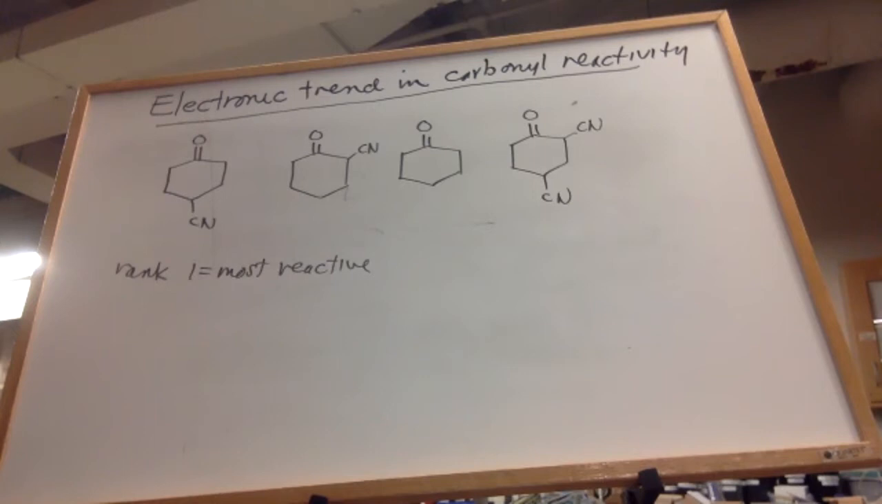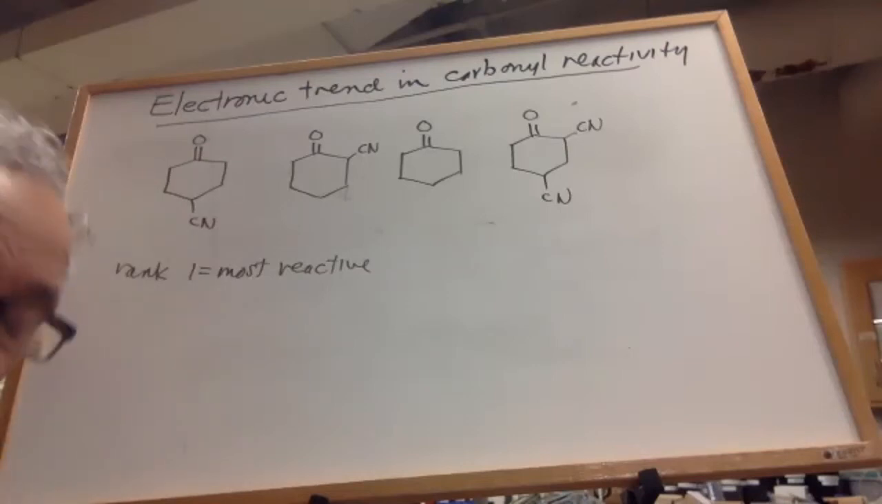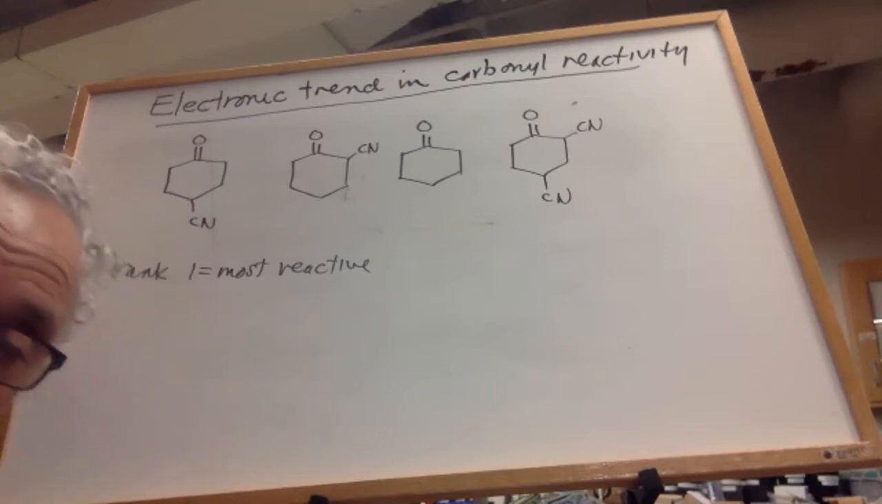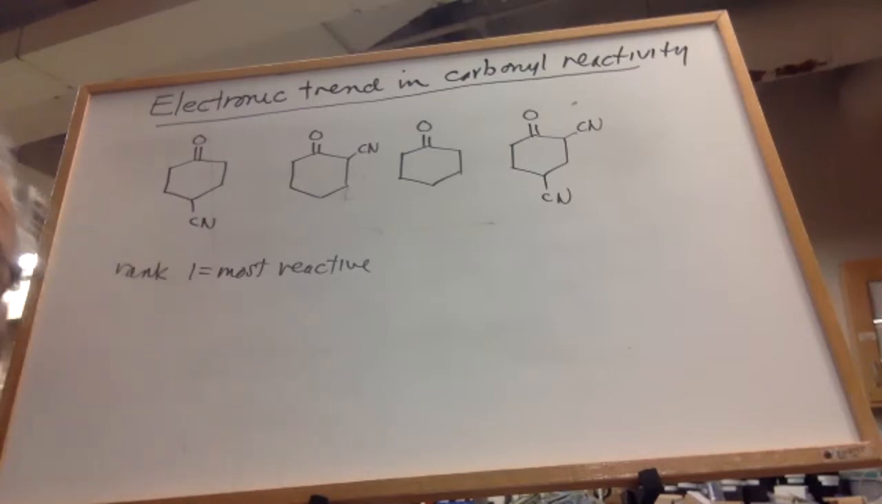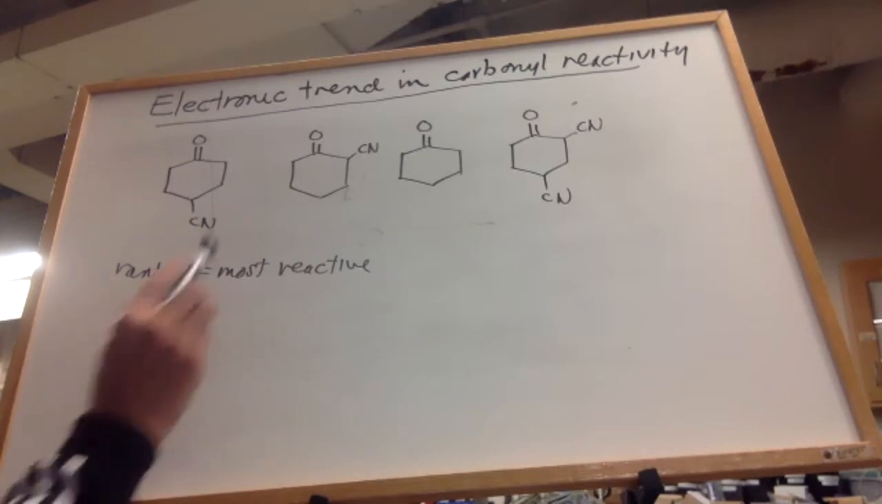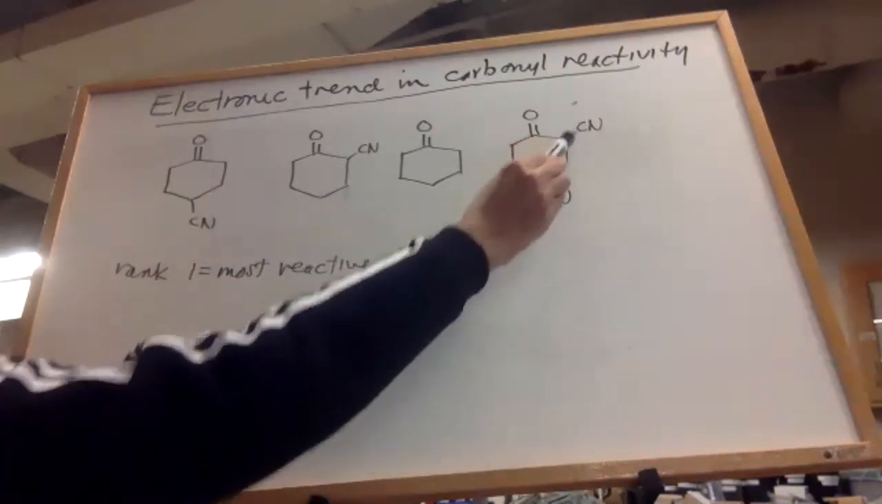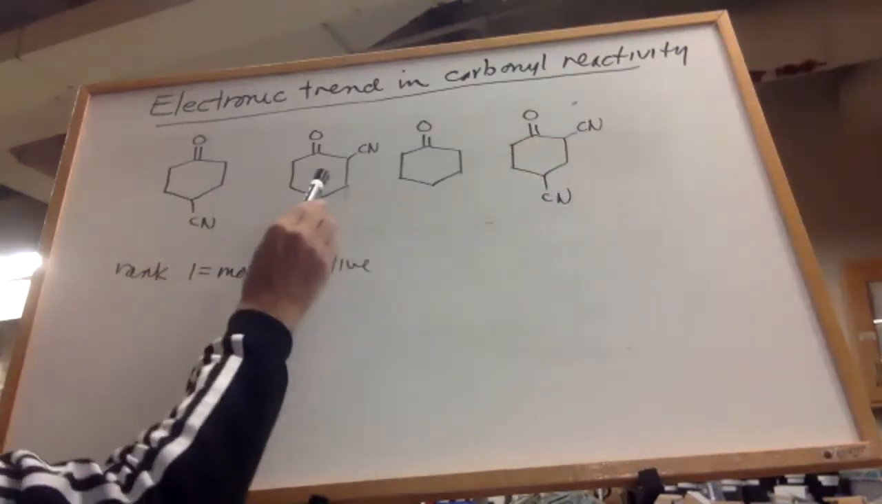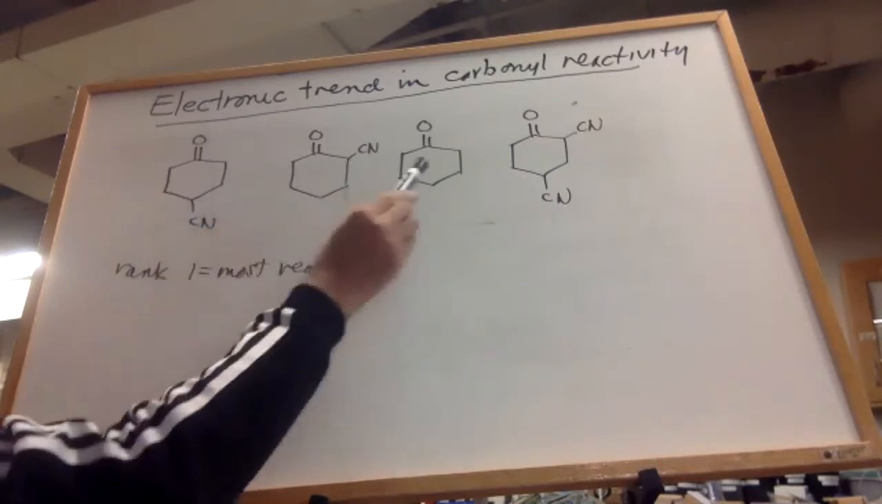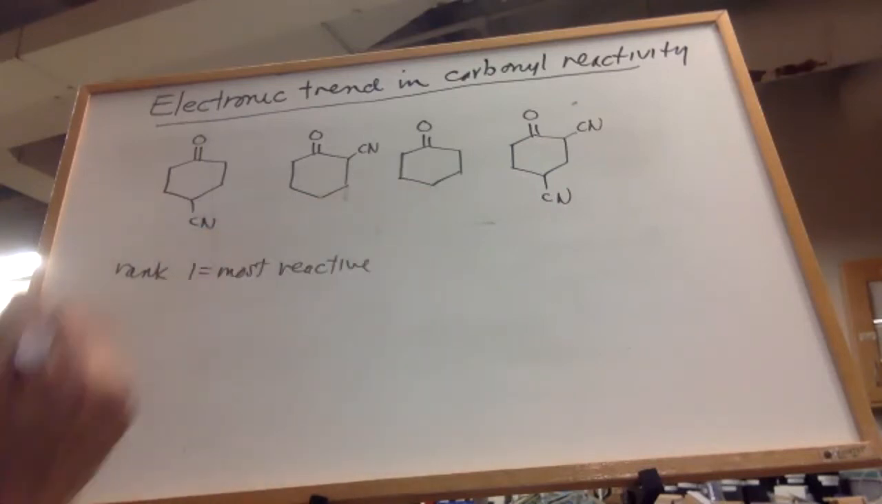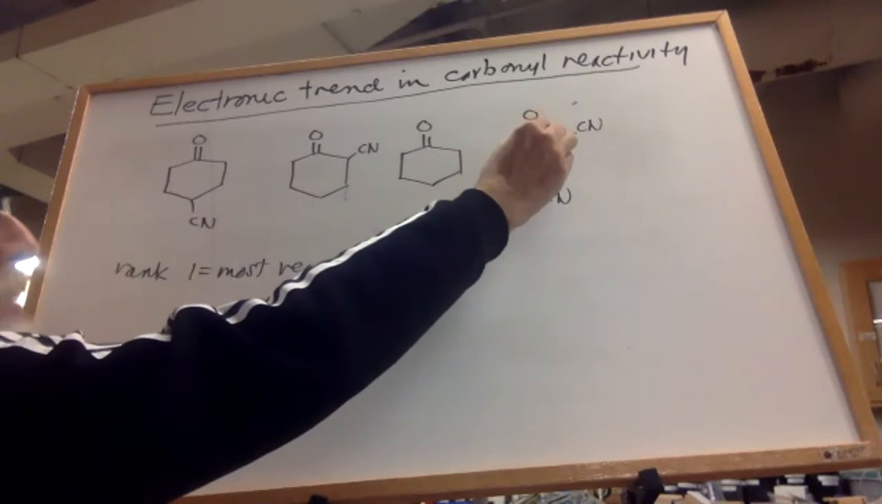Wouldn't the most reactive be the one on the right? Oh, the CN, and I made that little list of electron withdrawing groups. CN is an electron withdrawing group. So this guy has 2 of them. This guy only 1, this guy only 1, this guy doesn't have any. So this one is going to be the most reactive carbonyl.